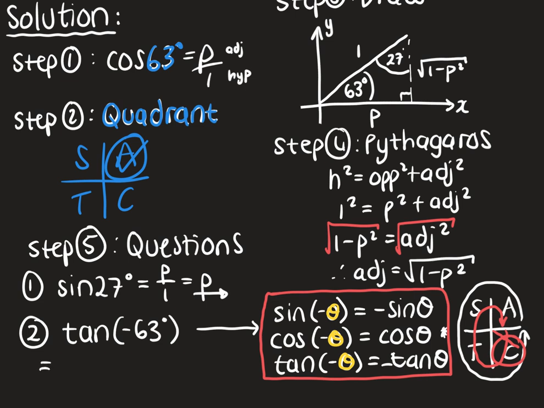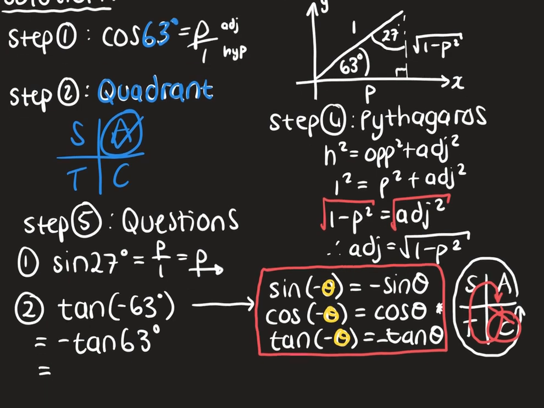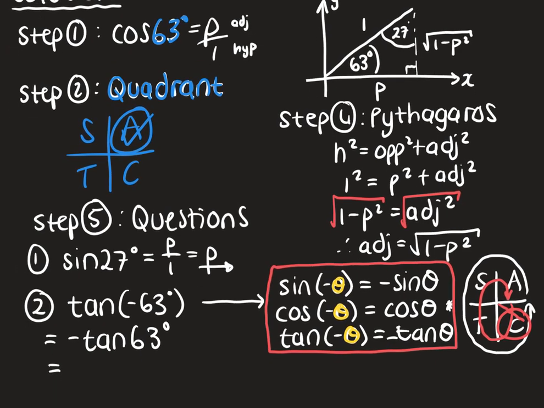So with that theory, we can then state that that would turn into negative tan 63, and tan of 63 is opposite over adjacent. So opposite 63 is this, adjacent is this. So my final answer would be minus the square root of 1 minus p squared all over p. And that would be my final answer.